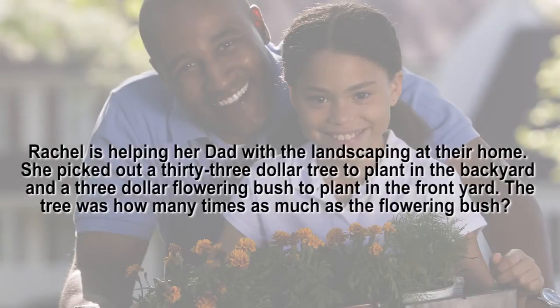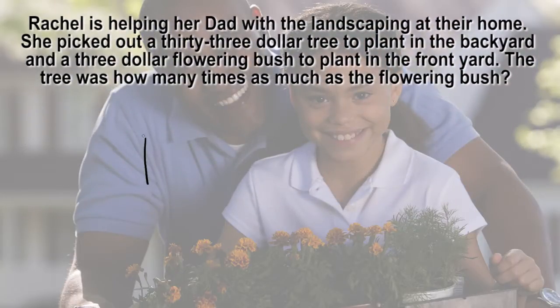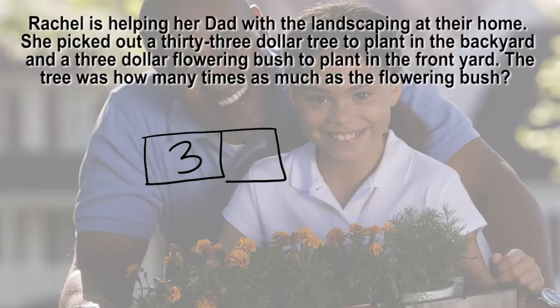Rachel is helping her dad with the landscaping at their home. She picked out a $33 tree to plant in the backyard and a $3 flowering bush to plant in the front yard. The tree was how many times as much as the flowering bush? The first thing that we do is draw a few bars to indicate the size of each group. The size of our group is 3 because we're trying to find how many times as much a flowering bush is compared to one tree.